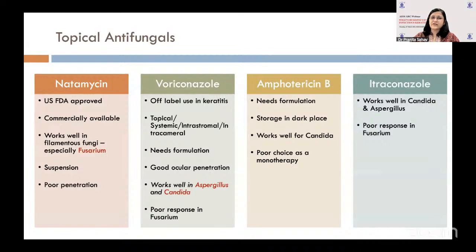Among the topical antifungal drugs, natamycin is the only US FDA approved drug. However, the penetration is often poor and it comes in a suspension formulation. Also, we all know that this works well for fusarium. However, for aspergillus and candida cases, voriconazole works well, although its use in fungal keratitis is as of now off-label. Amphotericin B again works well for candida, and itraconazole for candida and aspergillus, and has poor response for fusarium.